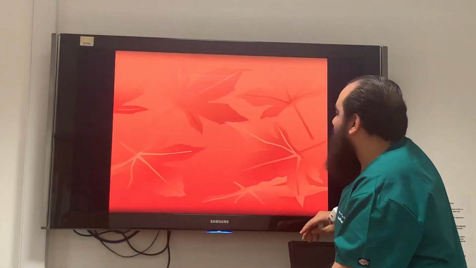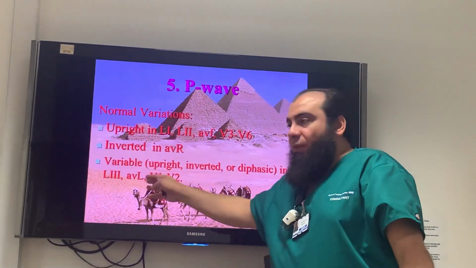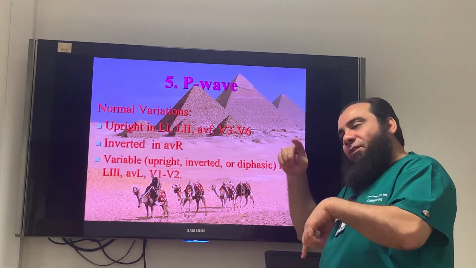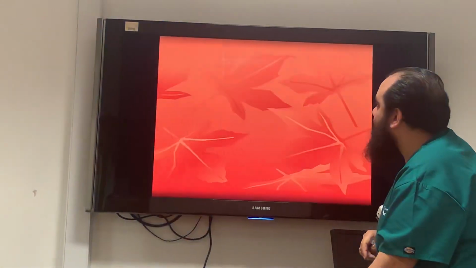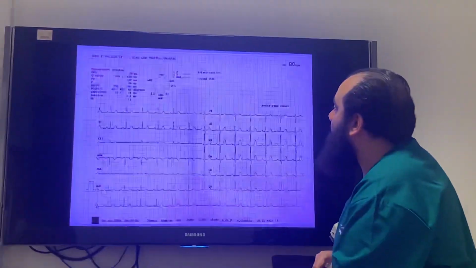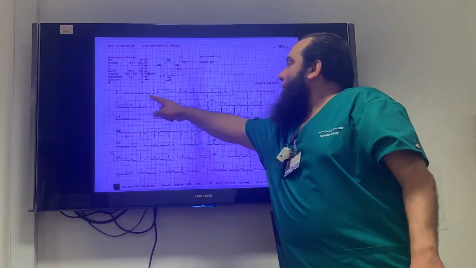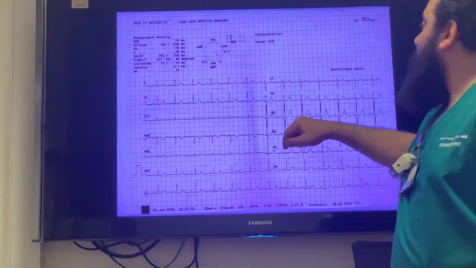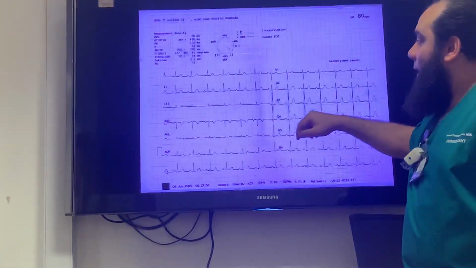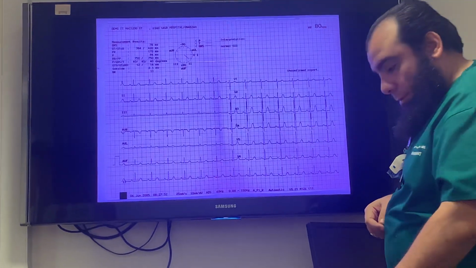Variable in lead 3, V1 and V2, and AVL. Sometimes we see a biphasic wave in V1, or inverted in V1. This is how it looks normally, and negative in AVR.